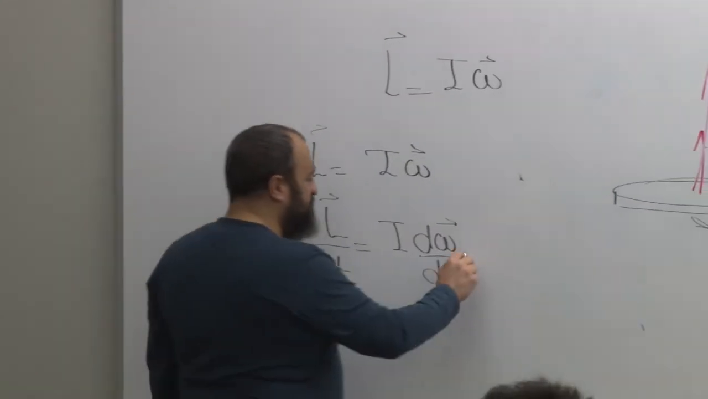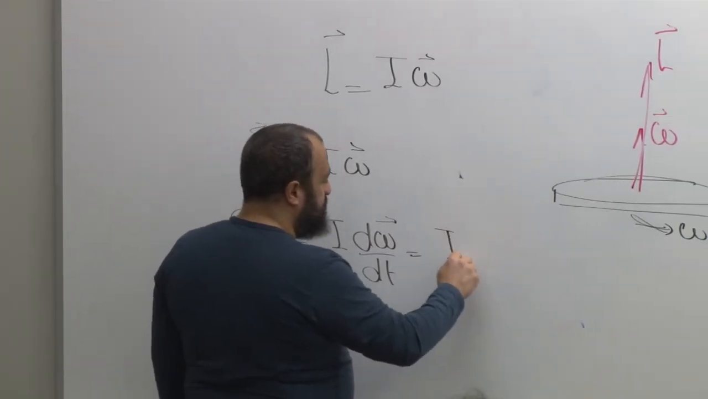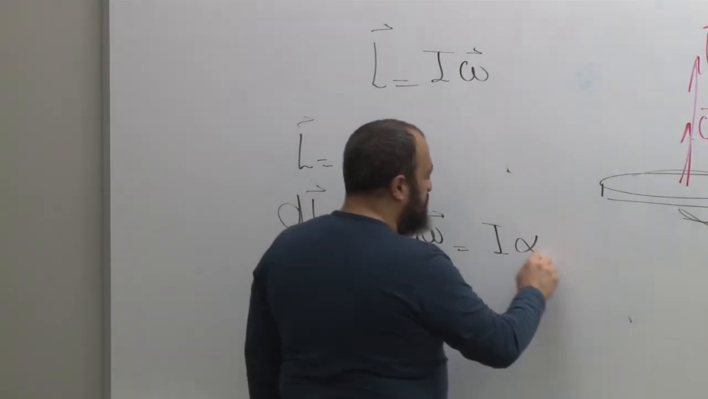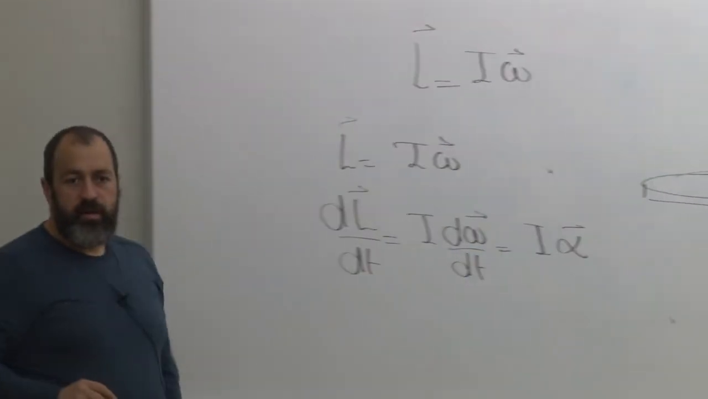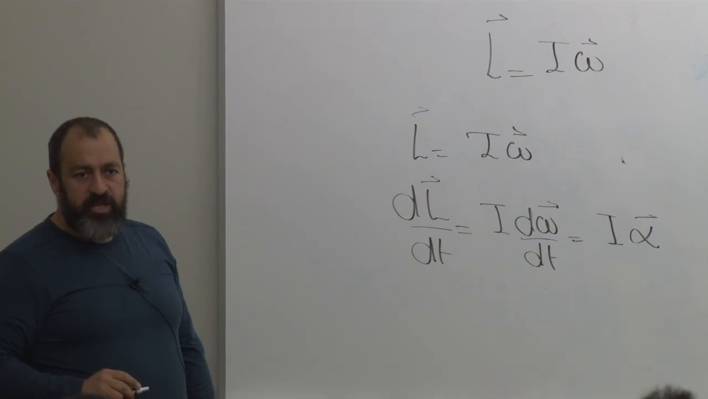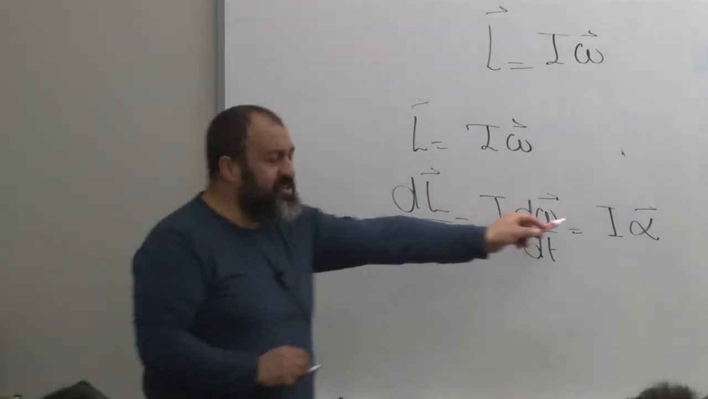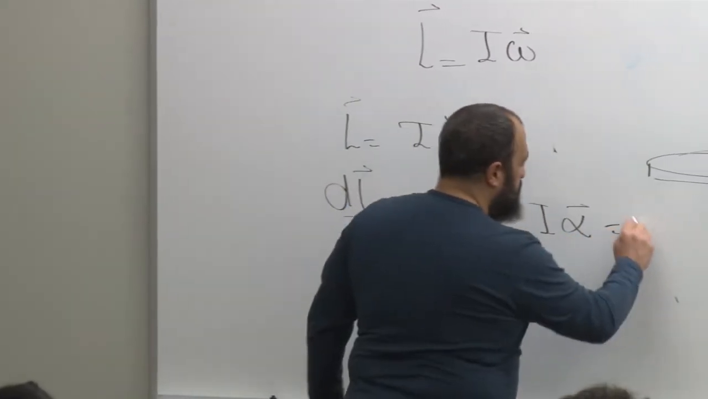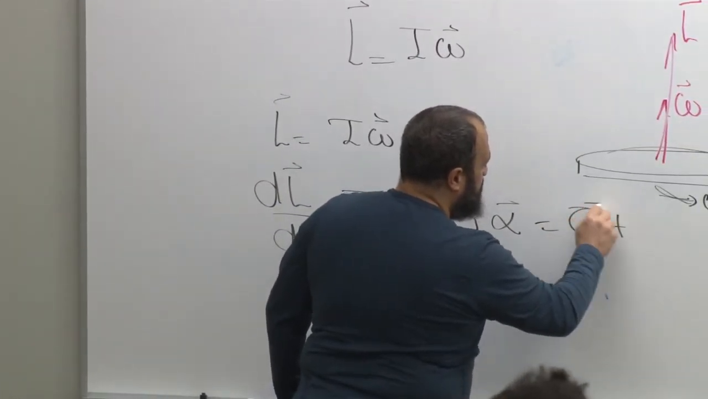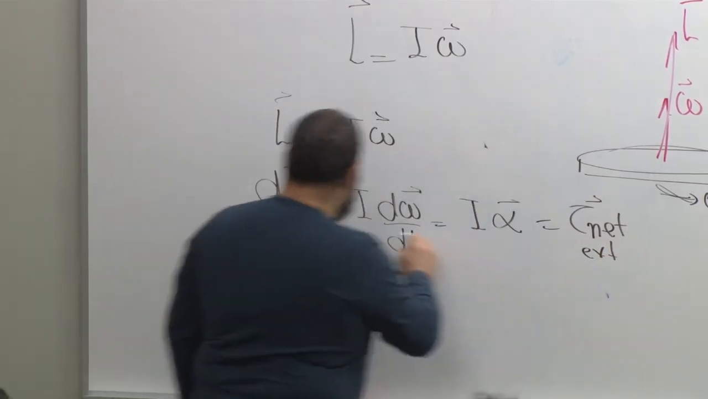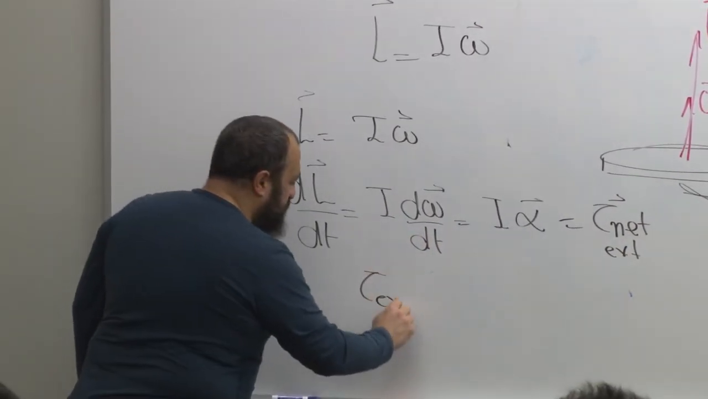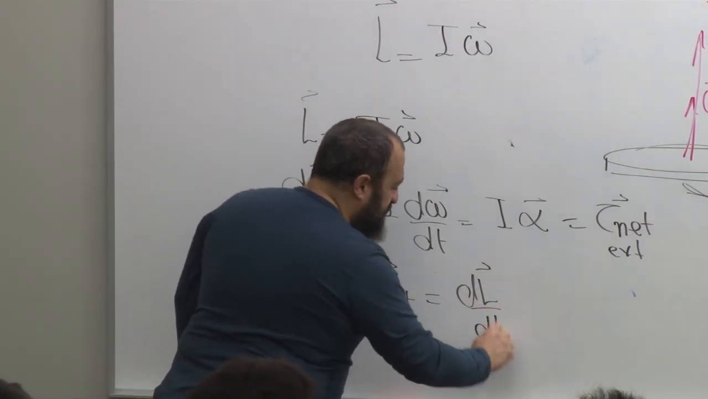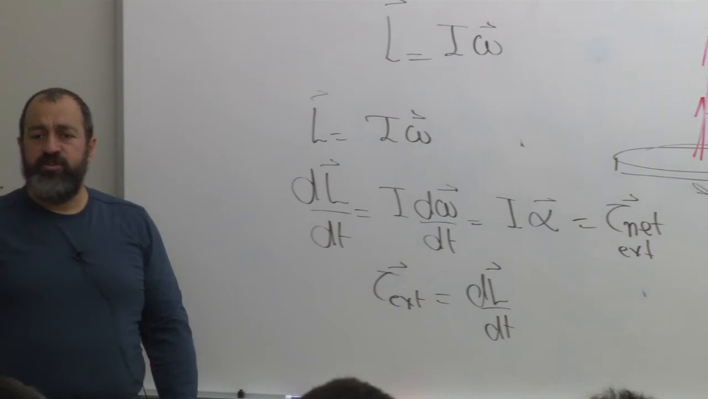So that's equal to I times d omega by dt. What is d omega by dt? That's alpha. What is that talking about? I alpha is what? Torque. Net torque, or external torque. Guys, what is it saying? That the external torque on an object is equal to the change in its angular momentum. This is the equivalent of Newton's first law.